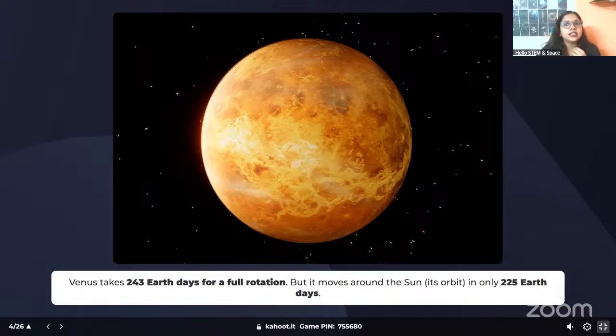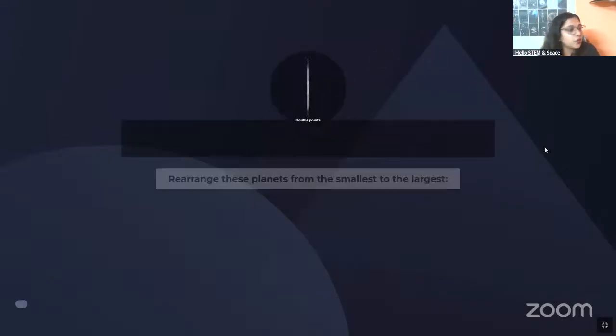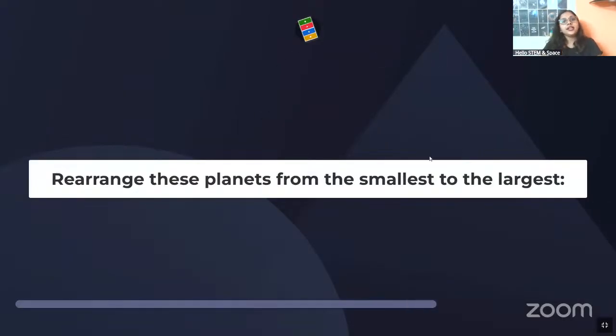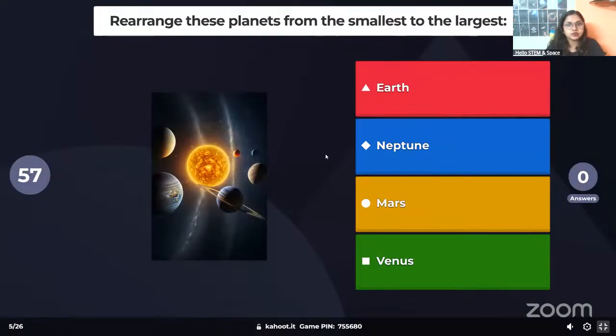So let's see what the next question is going to be. Okay, everyone, third question, and it's for double points. Rearrange these planets from smallest to largest. Let's see, everyone. These are the planets: Earth, Neptune, Mars, and Venus. Please rearrange these planets according to their size, smallest to the largest. Let's see how many of you can crack this.